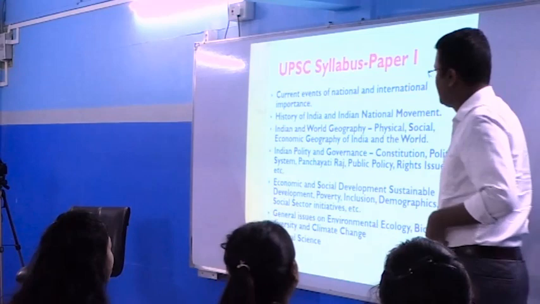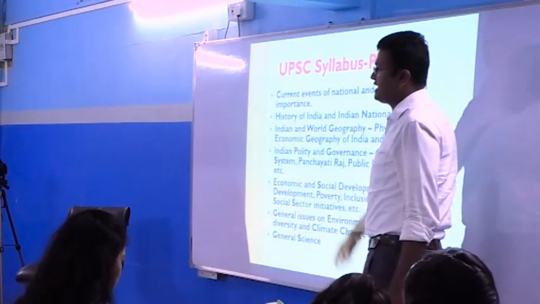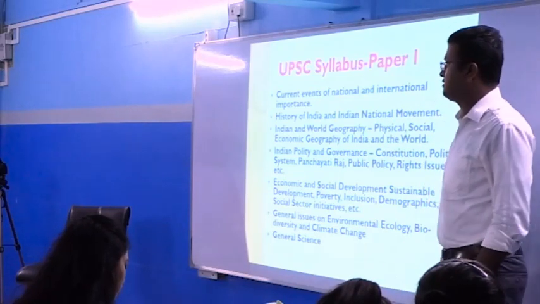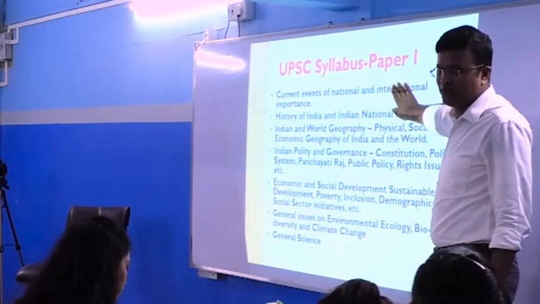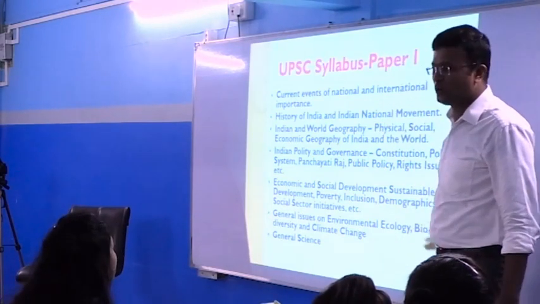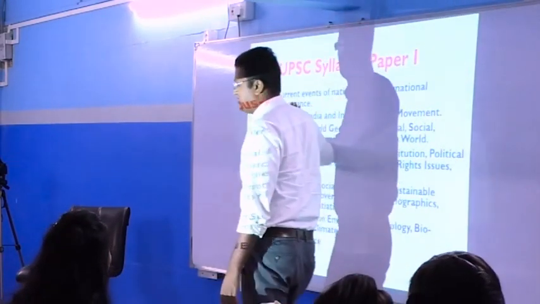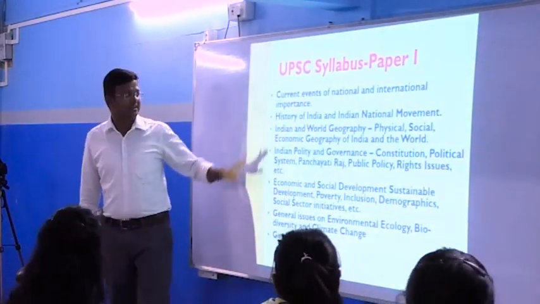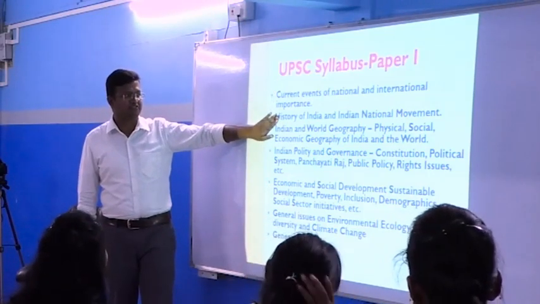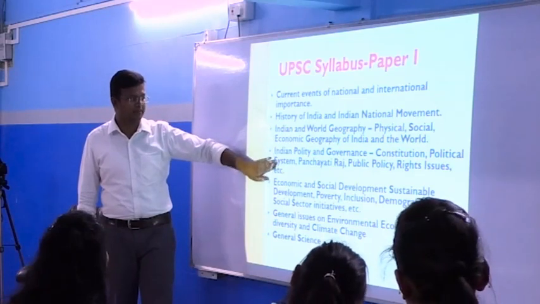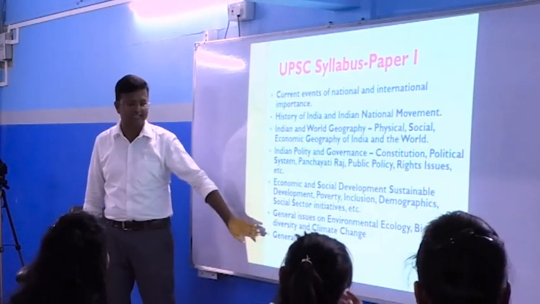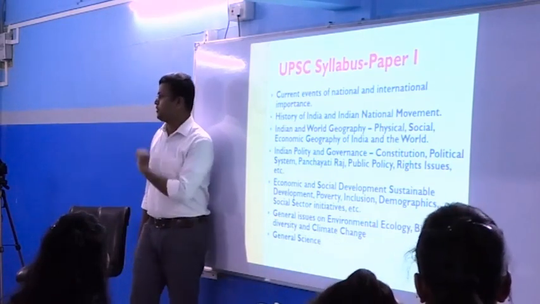Now come to UPSC. Same thing, UPSC syllabus has two papers. Syllabus is same for paper number 1, that is the GS. The mental ability was there. Here the people can qualify without mental ability also. If anybody is poor in mathematics, you have another paper, we will come to that. And here also see current events of national and international importance, history of India, Indian and world geography, Indian polity, economics and social development, and general issues on environment, ecology, general science. This is the UPSC syllabus.